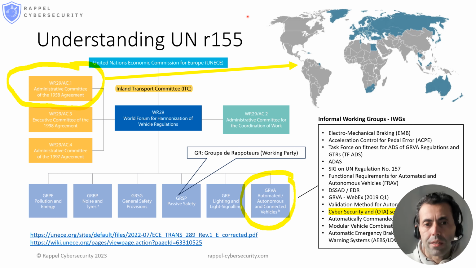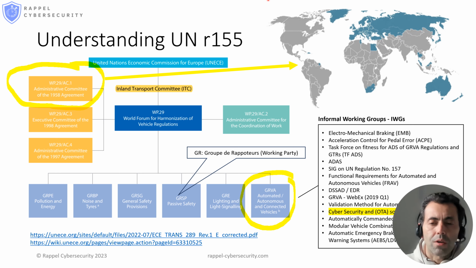WP29 is one of the working parties of UNECE, and its role is to work on 3 agreements shown with yellow boxes on the right. UNR 155 adopts the 1958 agreement. You may have a look at the map on the upper right corner to see the countries that are part of this agreement.